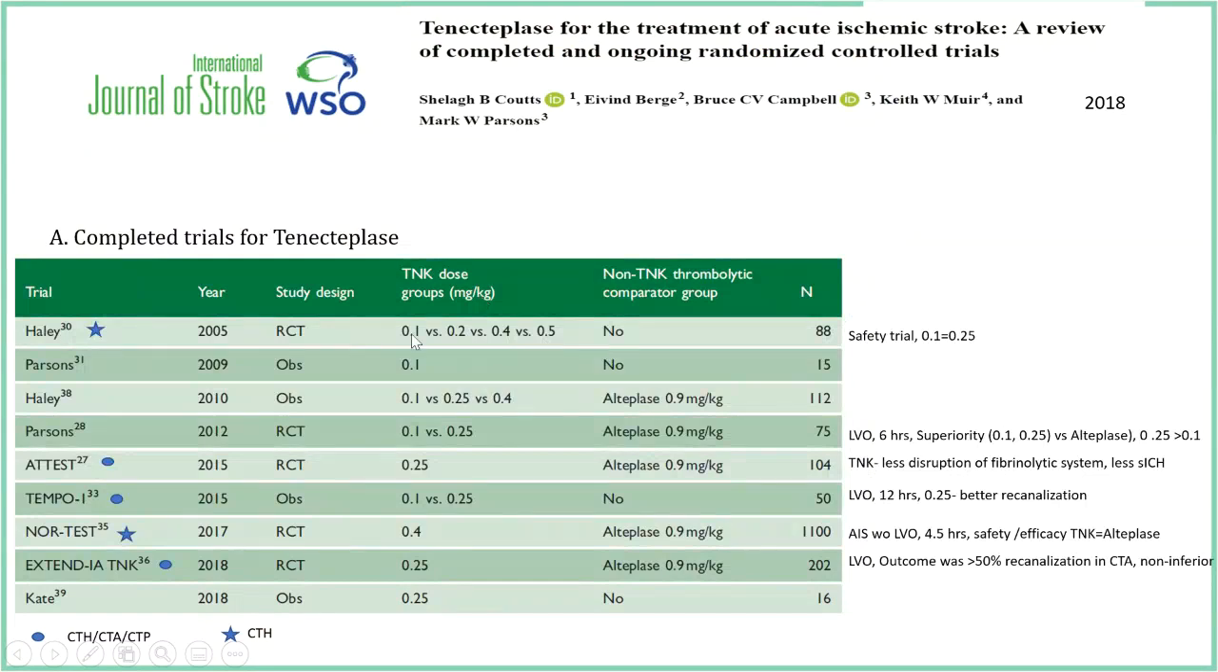And he found that 0.1 had equal efficacy, and the 0.5 and 0.4 dosing might have an increased risk of hemorrhagic bleed. Likewise, the Australian Tenecteplase trial group, Parsons et al., published in 2012, utilized 75 patients. It was a superiority trial designed for large vessel occlusion and the use of Tenecteplase. The time window was 6 hours. Both dosings, 0.1 and 0.25, showed superiority versus Alteplase, and among these two dosings, 0.25 was superior to 0.1.